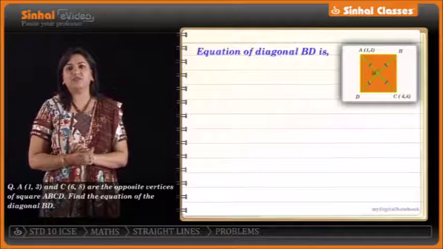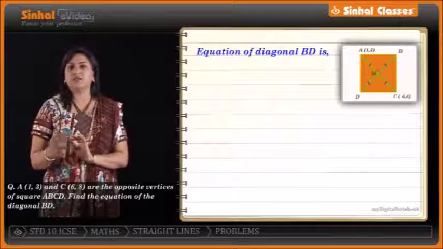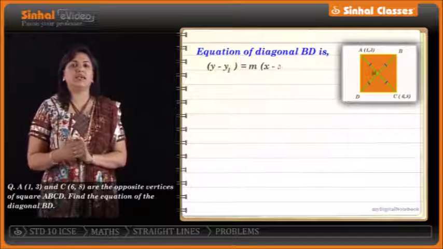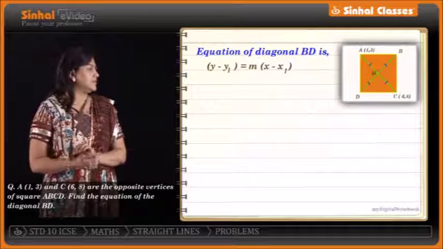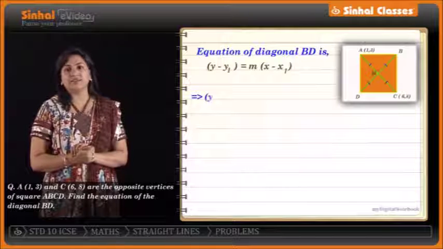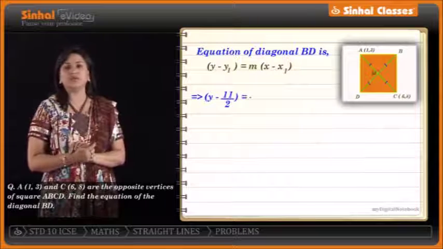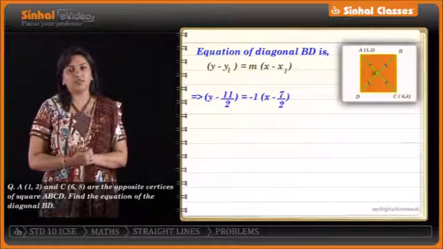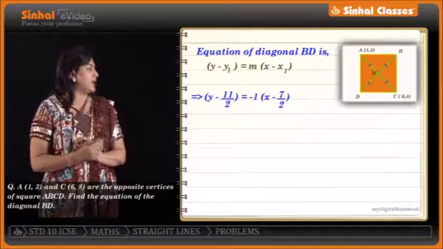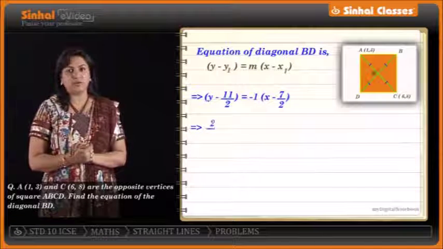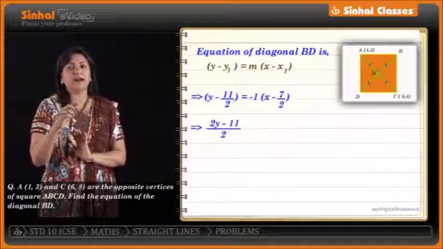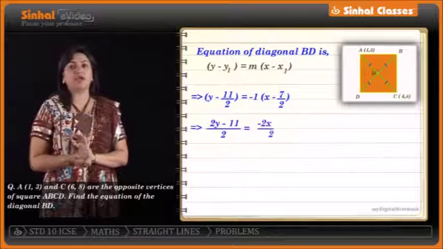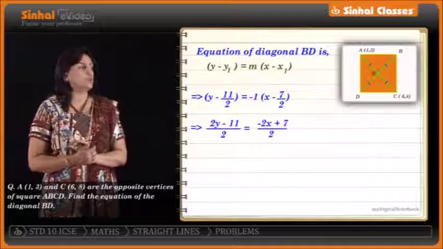Now to find the equation of BD, we use point slope form, that is y minus y1 is equal to m into x minus x1. Substitute the values to get y minus 11 upon 2 is equal to minus 1 into x minus 7 upon 2. Now take the LCM on both the sides as 2. We have 2y minus 11 upon 2 is equal to, now minus 1 into the bracket, open the bracket and get minus 2x plus 7 upon 2.